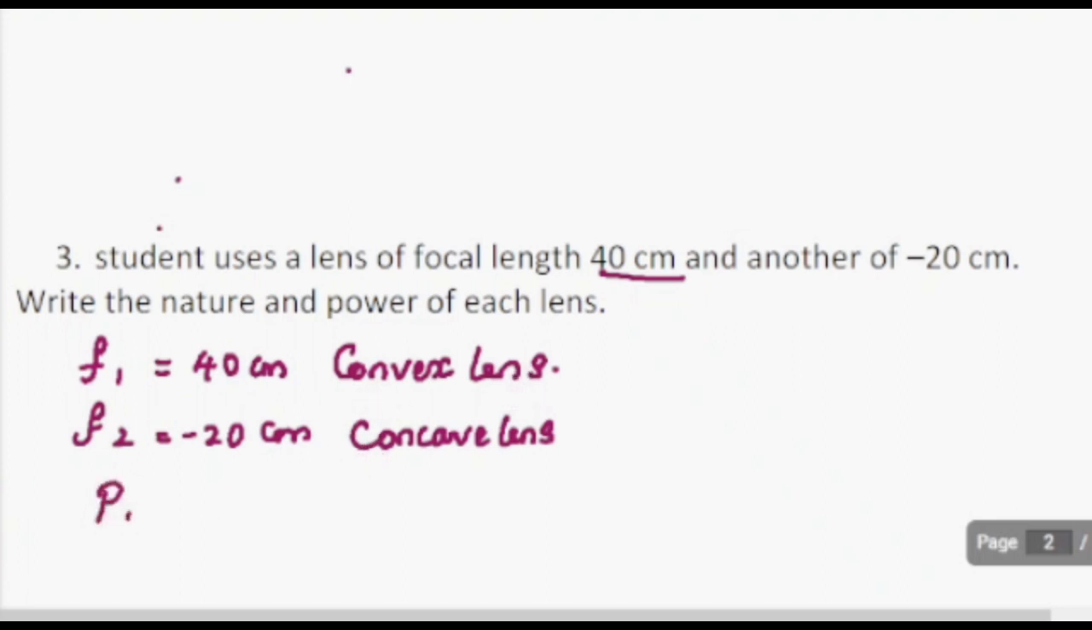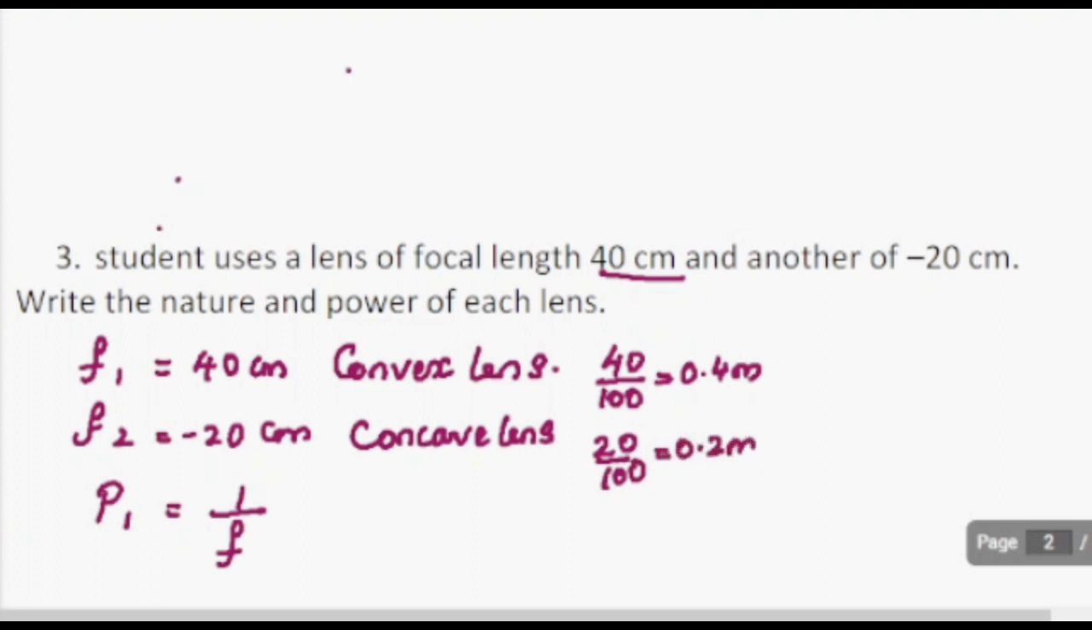Power P1 is the reciprocal of the focal length, but the focal length has to be in meters. 40 centimeter in meter means 40 by 100, so 0.4 meter. The same way, 20 centimeter will be 20 by 100, that is 0.2 meters. So 1 by f is 1 by 0.4. To remove the decimal, I can multiply by 10 on both numerator and denominator. I will get 10 by 4, which is 2.5 diopter. So the power of the first lens is 2.5 diopter.